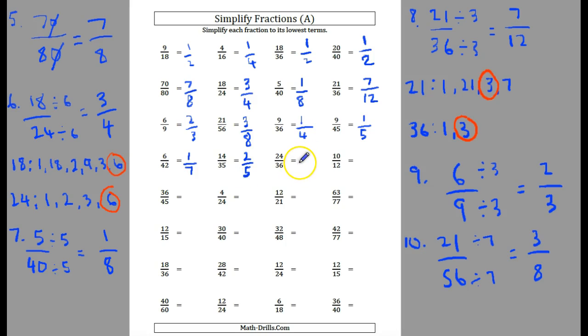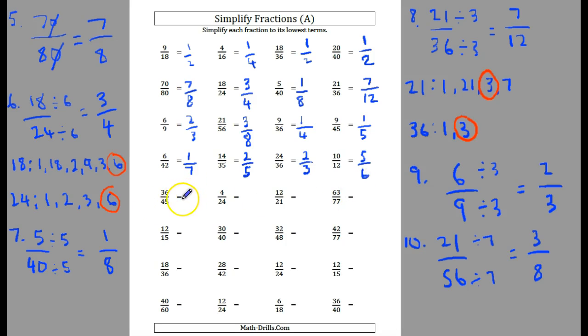24 and 36. Okay, so let me just think. So 6 goes into them, so does 12. Okay, so 24 divided by 12 is 2. And 36 divided by 12 is 3, so we have 2/3. 10 over 12, the highest common factor is 2. So 10 divided by 2 is 5. 12 divided by 2 is 6.